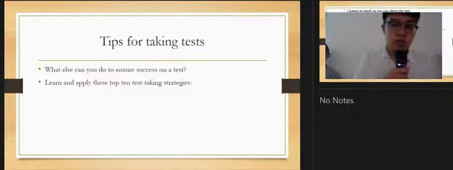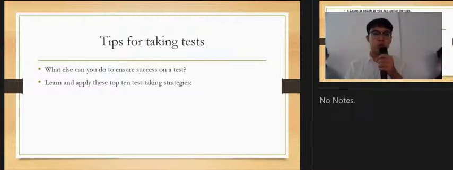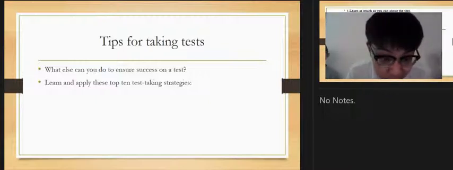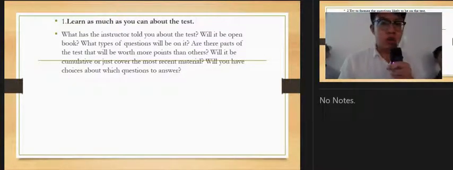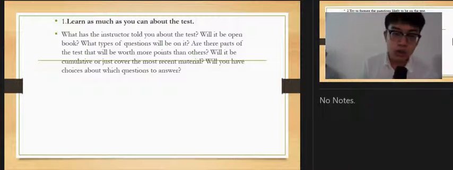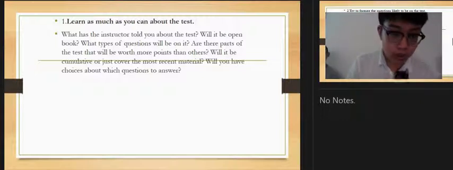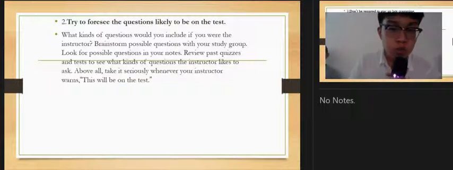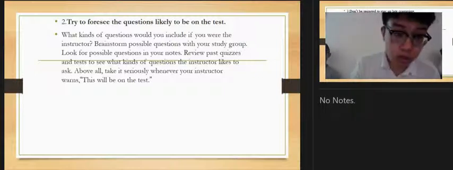Now, some tips for taking tests. What else can you do to ensure success on the test? Learn and apply these top 7 test-taking strategies. First, learn as much as you can about the test. And 2, try to foresee the questions likely to be on the test.